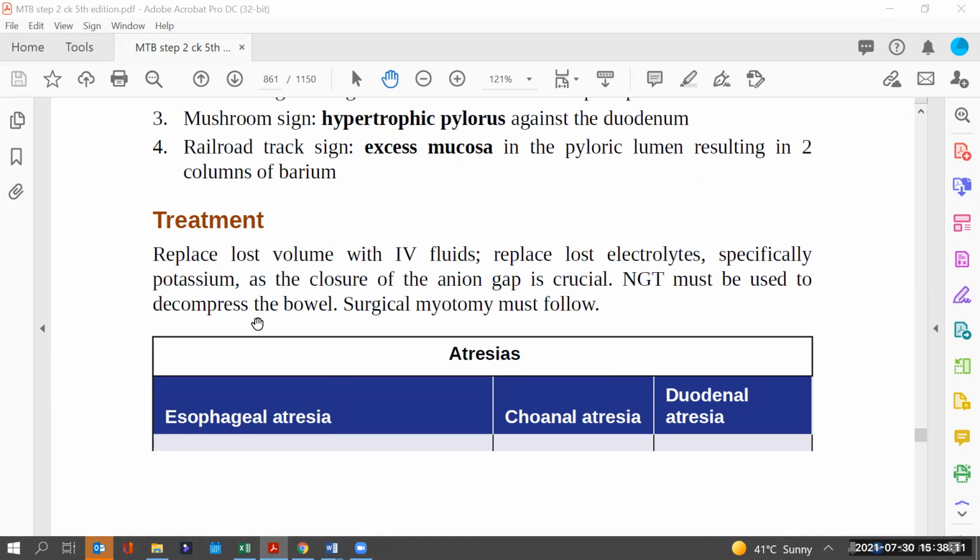Nasogastric tube must be used to decompress the bowel. So always for decompression, when we want to release the pressure of the gut, we can introduce a nasogastric tube that is going to release the pressure of the gut. And if nothing is going to cure it, then the last resort we have is surgery.